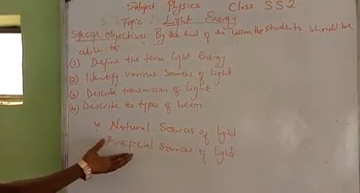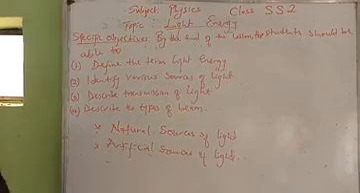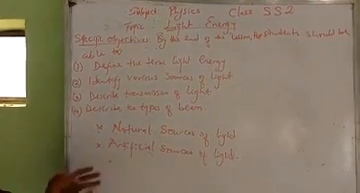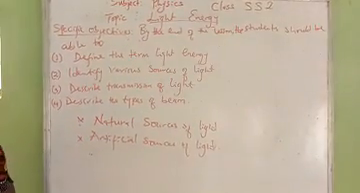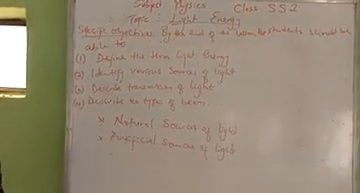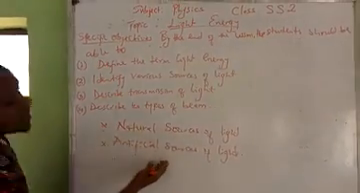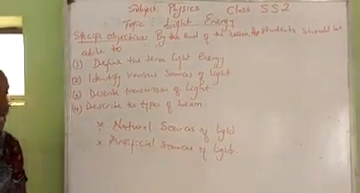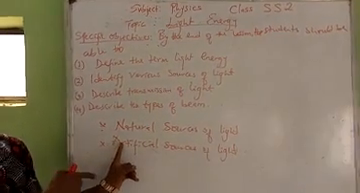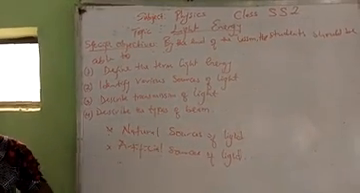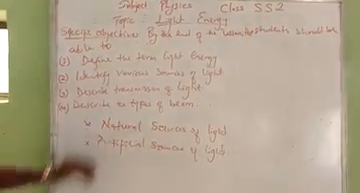Then we talk about artificial sources of light. We say they are those made by man. We have as examples candle lights, we have electric bulb, the incandescent bulb. All these fall under artificial sources of light made by man. That is why we call them artificial, while the natural are those that exist naturally, they are not man-made.